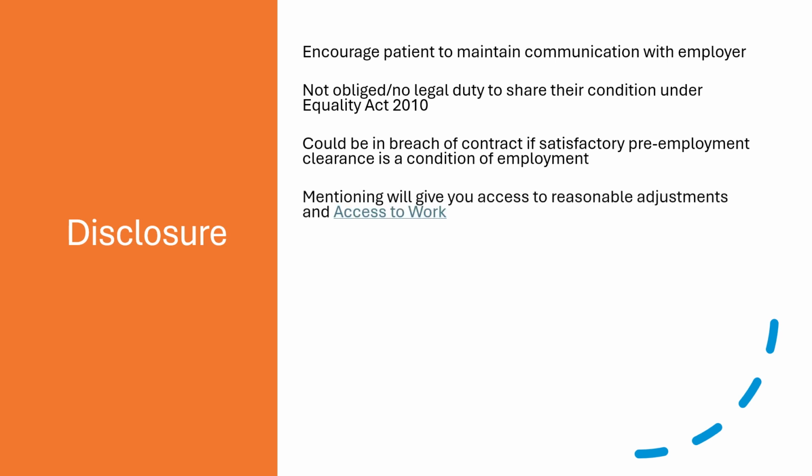Mentioning your health condition can give you access to reasonable adjustments. Because we've said, haven't we, under the Equality Act, that it would be discrimination if you did not have access to reasonable adjustments. And there's the government grant system called Access to Work, which your patients can refer themselves to, which you can support. It's an online process, but that will help with being able to manage those reasonable adjustments.